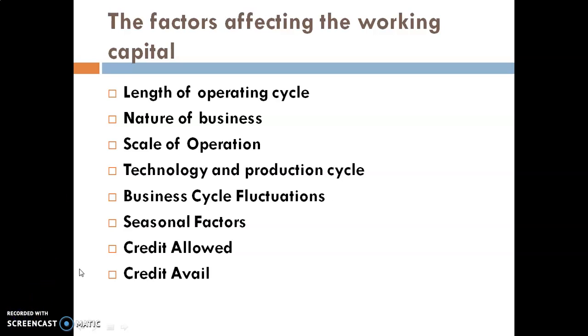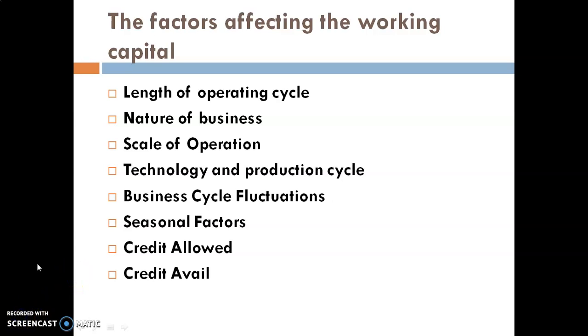Next is scale of operations. Now what is the scale of operation of the business? Organizations which operate at higher scale require more working capital as compared to organizations which operate at lower scale. So whether it is large scale or small scale, on the basis of that it will affect the working capital.